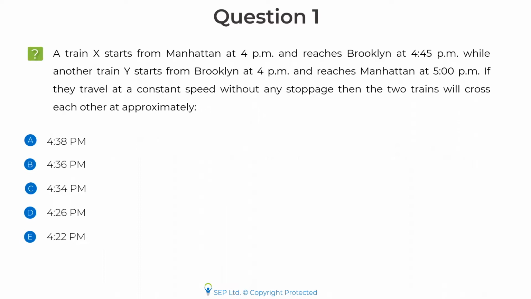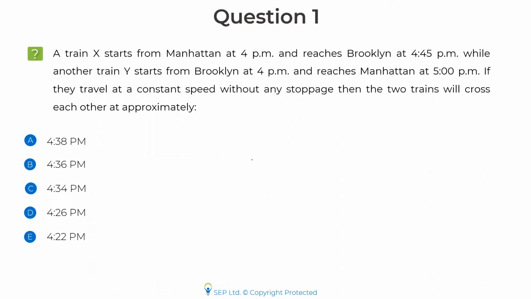A train X starts from Manhattan at 4 p.m. and reaches Brooklyn at 4:45 p.m. While another train Y starts from Brooklyn at 4 p.m. and reaches Manhattan at 5 p.m. If they travel at a constant speed without any stoppages, then the two trains will cross each other at approximately what time? That is what I need to find out. Okay, so let's understand what is happening in this particular question.